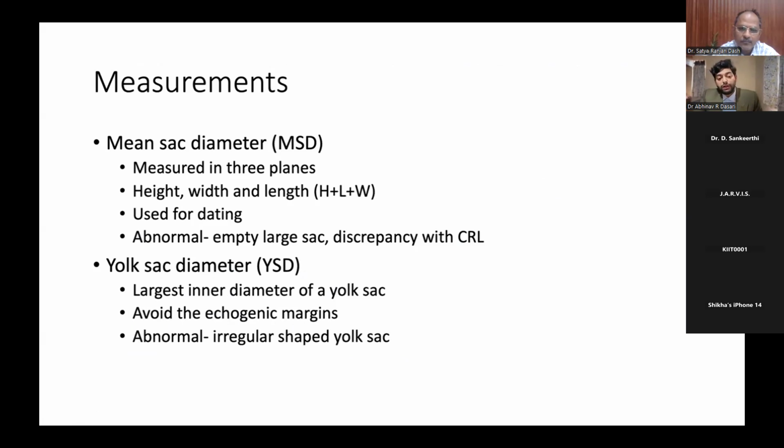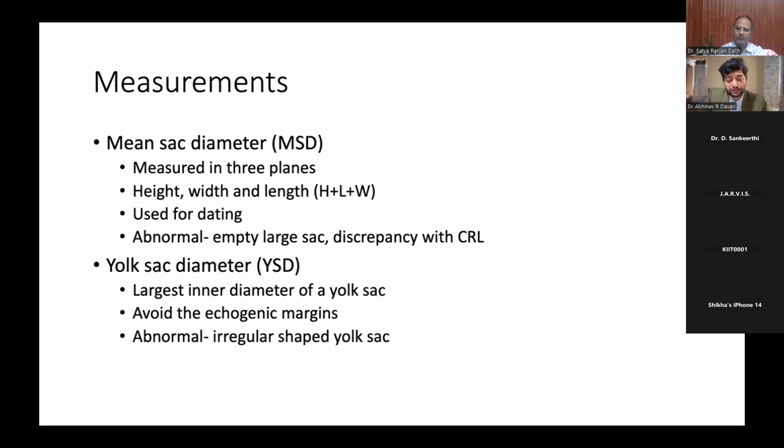And what are the abnormal findings we can see in a gestational sac? It is either an empty large sac or a discrepancy with the crown rump length. What I mean by discrepancy is that when we measure the crown rump length and the mean sac diameter, they both correspond to each other. When they correspond, we know whether the pregnancy is going in a positive or a negative way.